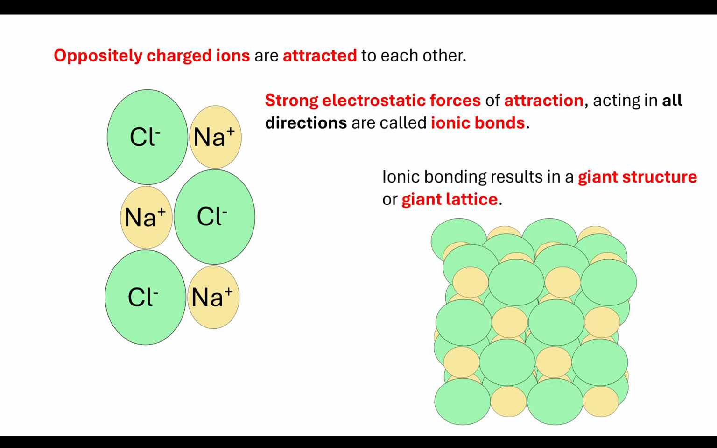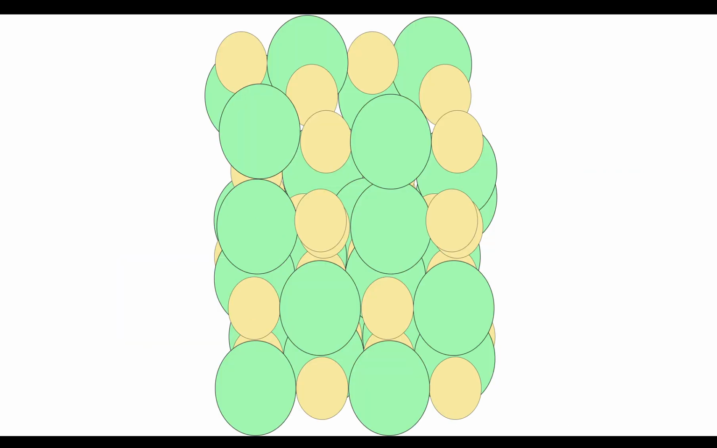So therefore what we end up with is ionic bonding results in a giant structure or a giant lattice, but we tend to just describe it as sodium chloride, NaCl, and we show that with its empirical formula, but you have to remember that it's a giant structure and these ionic bonds are working in all the different directions. So what we end up with then is this giant lattice.